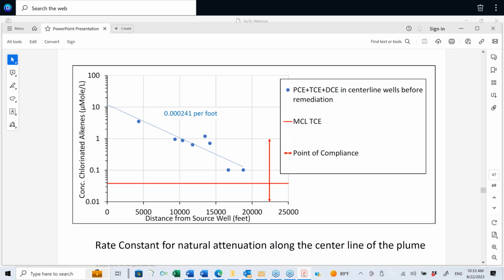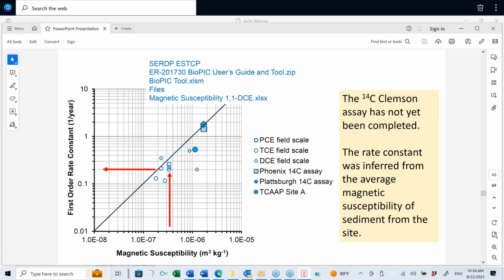So that blue number is a first order rate constant for attenuation with distance, based on attenuation with distance in the centerline wells. Now, I told you that we didn't have a rate constant from Clemson, so I'm going to do something that I actually tell people in a journal article not to do. And that's take rate constants from other sites to try to predict the rate constant at your site.